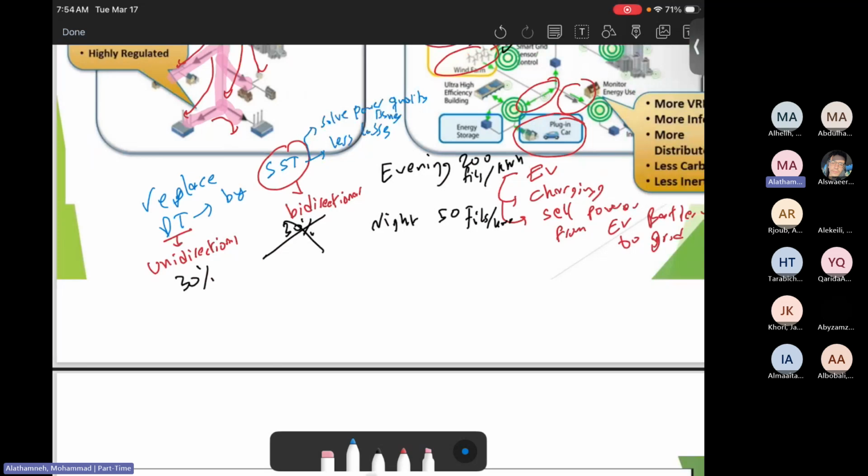Anyway, let's recall the computers, the computer hard drive.